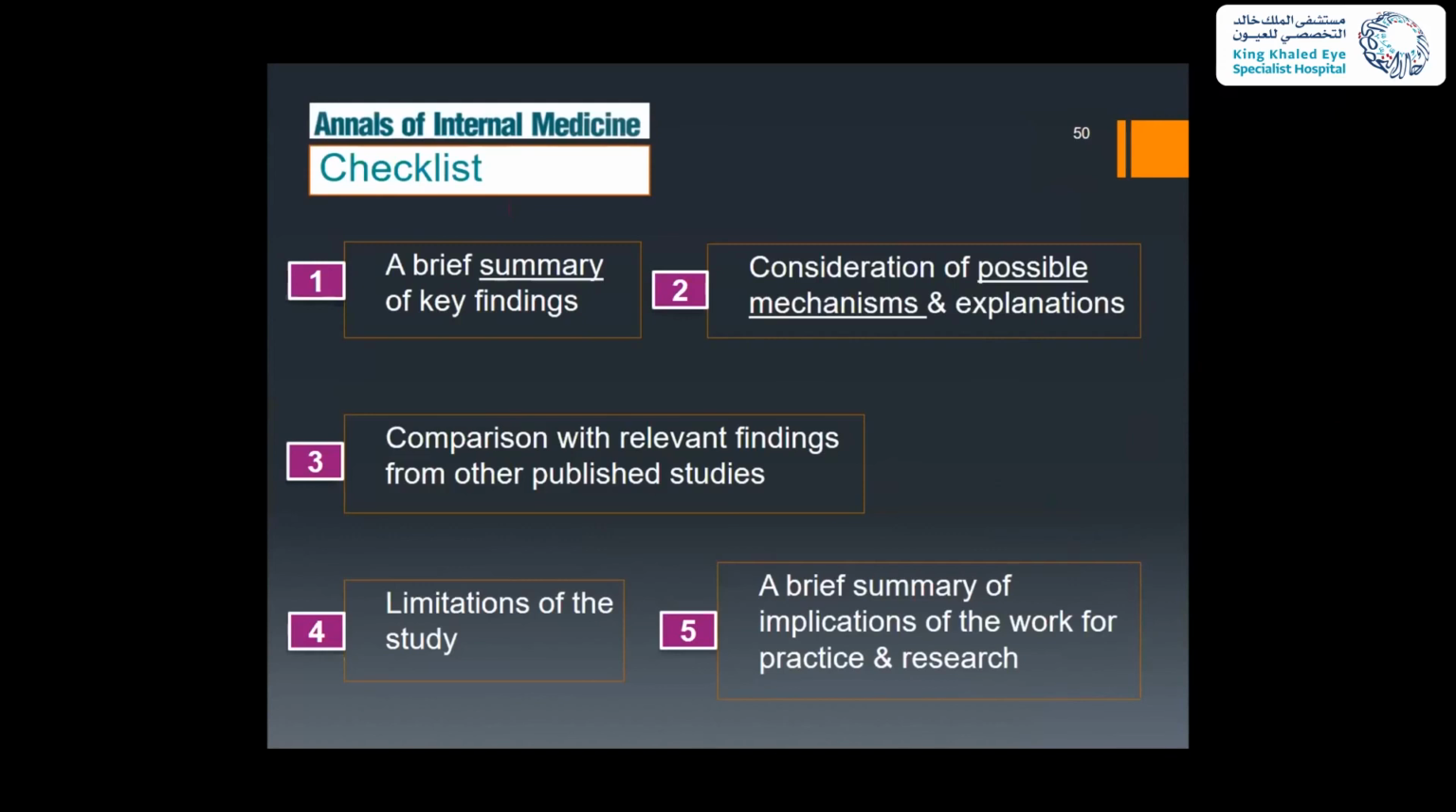A checklist was published by the Annals of Internal Medicine. The first step is to provide a brief summary, a one or two line summary. Then consideration of possible mechanisms and explanations or alternative explanations. The third step is comparison with relevant findings in other published studies. Comparison is an important step in science. A medicine which works in this setting is also expected to work in another setting, or it may work differently in different settings, so comparison is very important. Then the limitations of the study, and a brief summary of the implications of the work for practice and research.